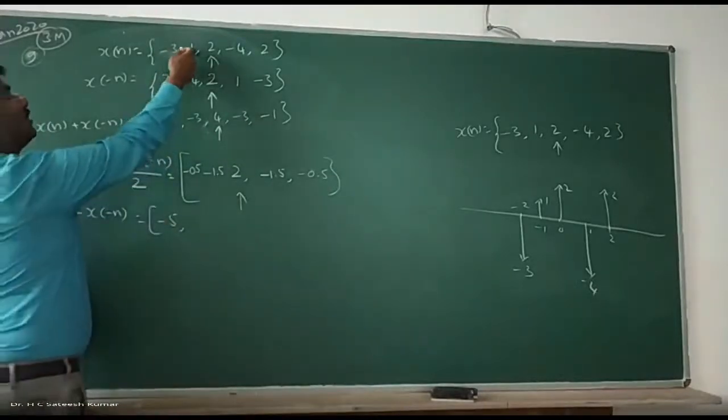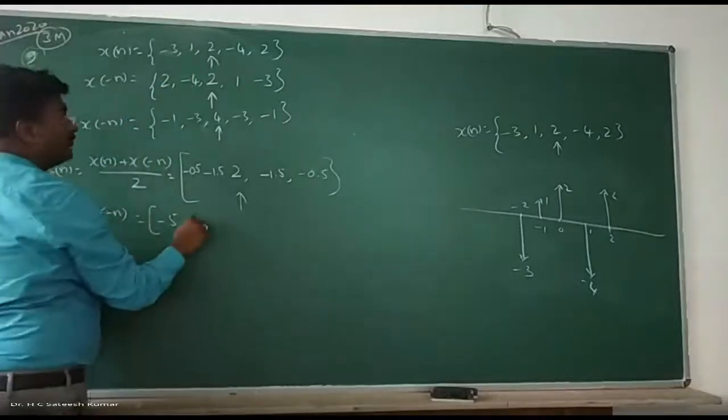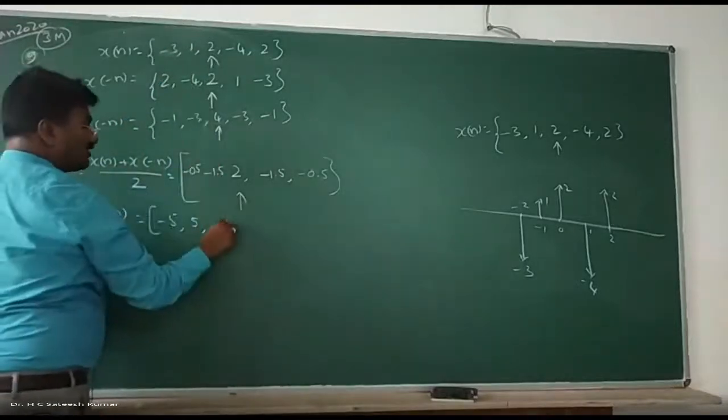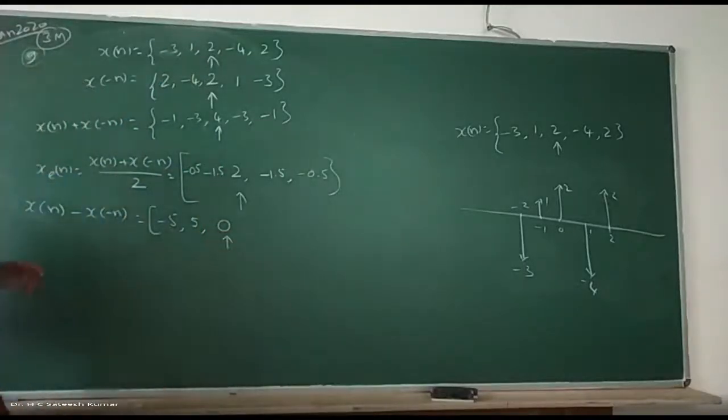And 1 minus of minus 4 is 5. 2 minus 2 is 0. It has to be 0 because the basic property of the odd part is what? At origin, its value is 0. It has to come 0. Then only, that's how we are going to verify the answer.